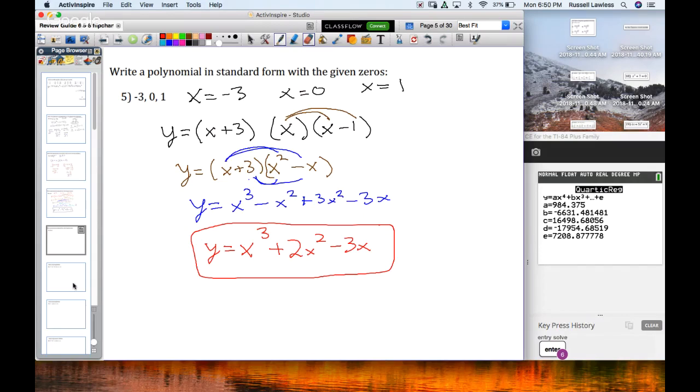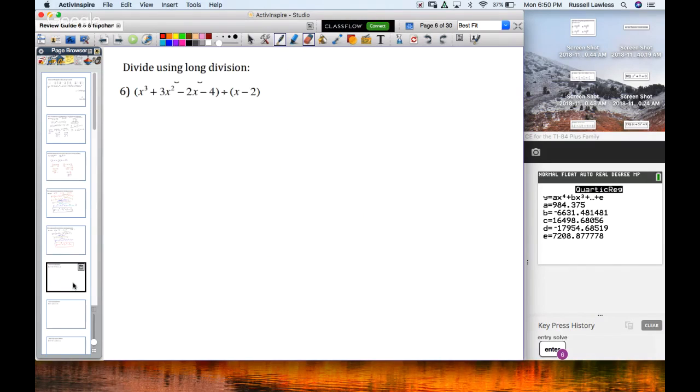Averaging about 3 minutes a problem, which is a good speed to go at. Moving on. Divide using long division. And I know this is like the bane of everyone's existence, but again, I just ask that during this time, you just stay with me, stick in, and dig in. And so if we're dividing using long division, what we need to first do is set up our divisor. And so that means we're going to do x minus 2 dividing into x cubed plus 3x squared minus 2x minus 4.